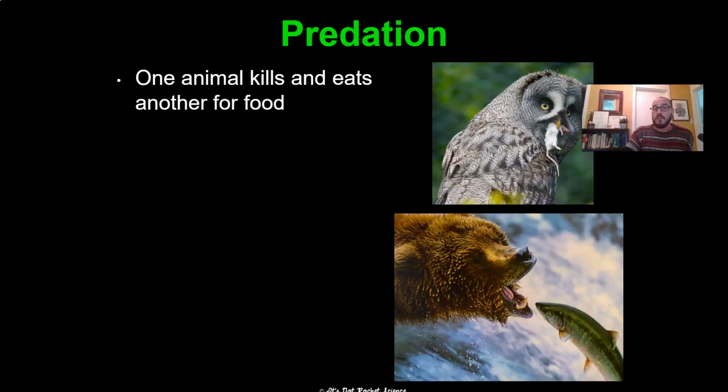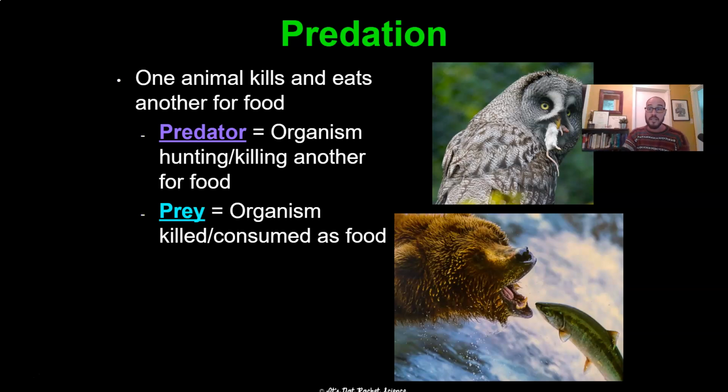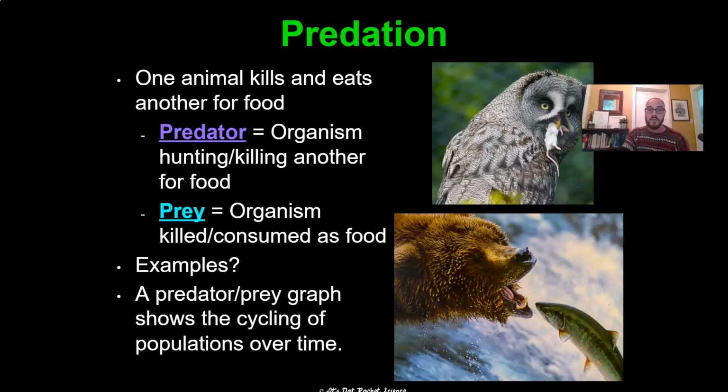So what's something really important here is predation. Everything has energy needs. We talked about that. That's one of the things that makes life alive: it needs to consume energy to keep going. So predation is when one animal eats another for food. The predator is the organism that's going to hunt and kill another for food. The prey is the thing that gets consumed. What are some examples? Well, a bear eating a fish, an owl eating a mouse. All of those things are examples of predation.